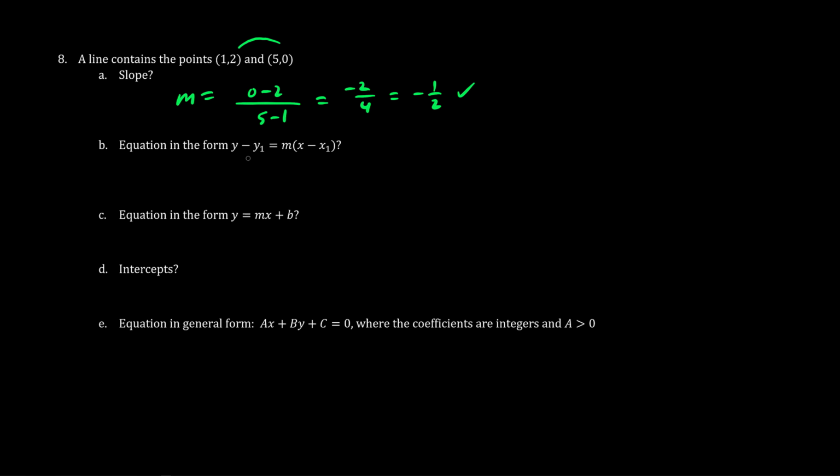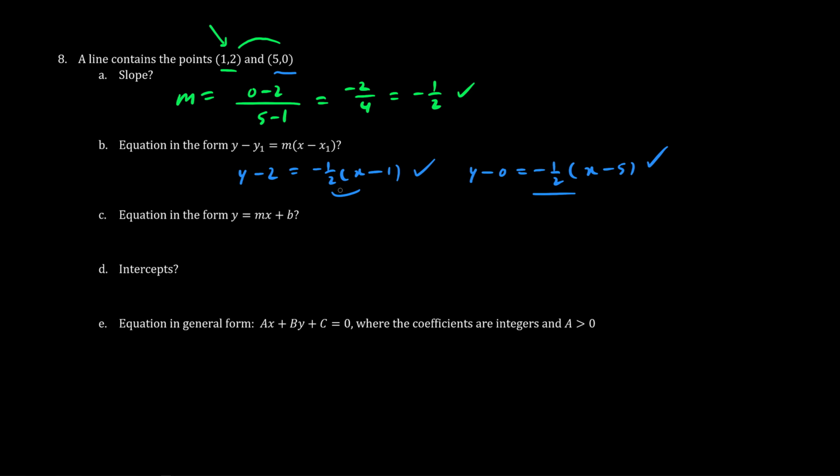Now let's find the equation in slope point form. It doesn't really matter which point we choose. We'll just choose the first point here. y minus 2 is equal to negative 1/2 (x minus 1) would be a possible answer. If you use the other point, (5, 0), y minus y1 is equal to the slope times (x minus x1). This would also be an acceptable answer.